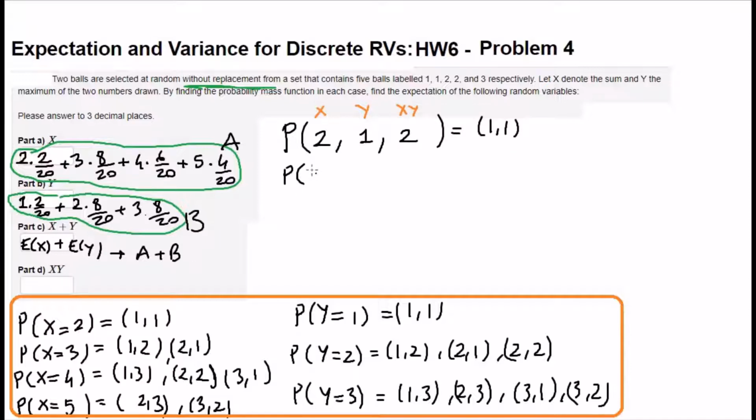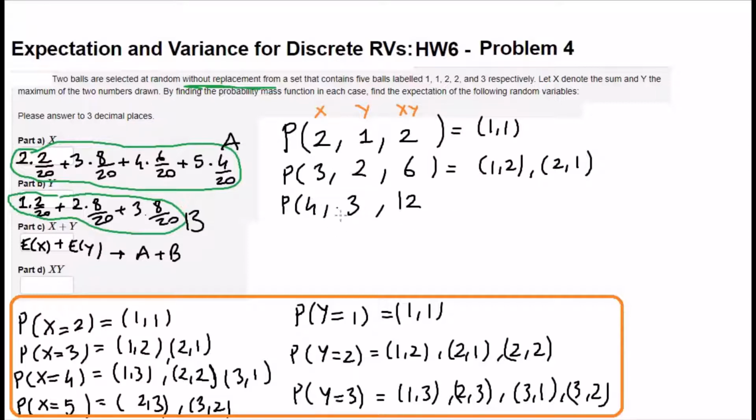Probability that x is equal to 3 is only these two coordinates. And in this case, y will be 2, the highest value. And then x times y will be 6. And that is only these two coordinates, (1,2) and (2,1). Probability that x is equal to 4 is only those three coordinates. And in this case, the y value will be 3. And x times y will be 12.